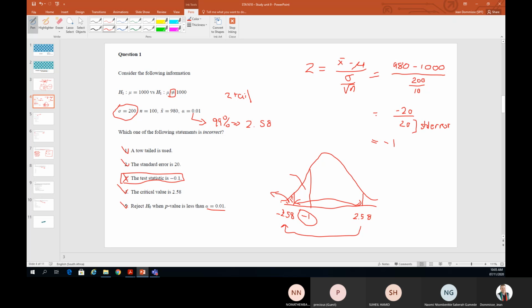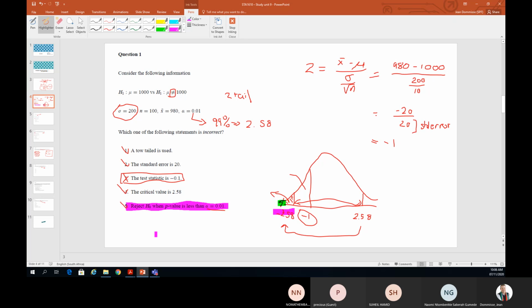But if it was smaller, so if it was in that area instead, then we would have rejected it. So that is just more a definition than anything else in this instance. Okay, so that was the first one of hypothesis testing.